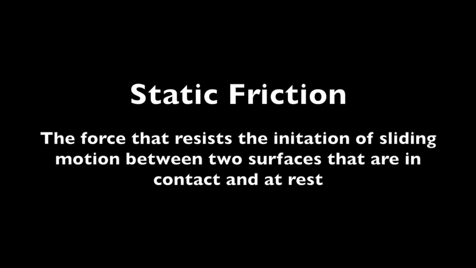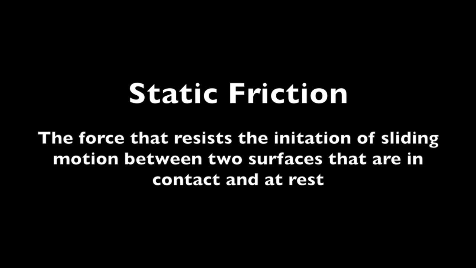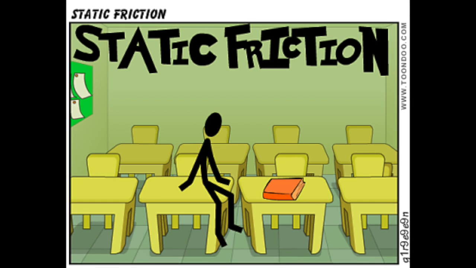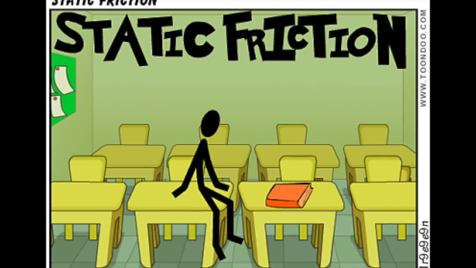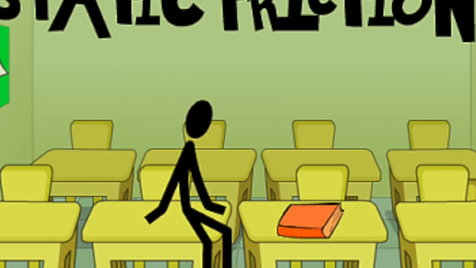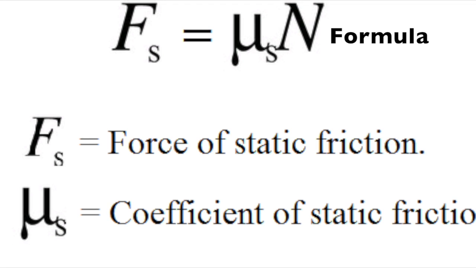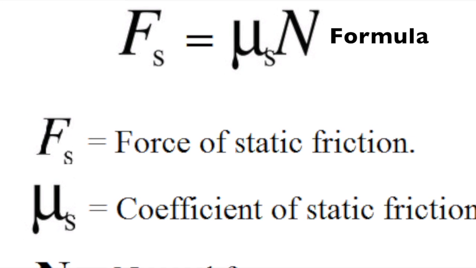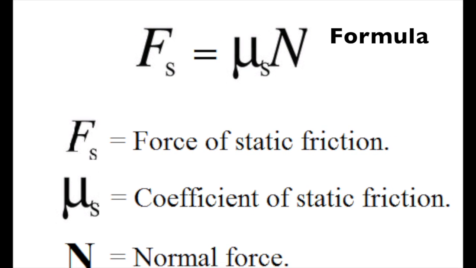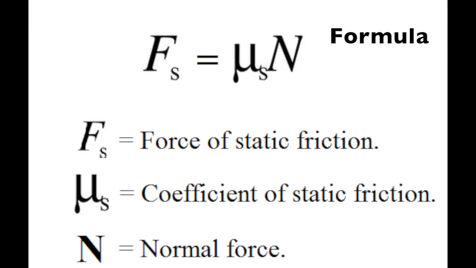Static friction is the force that resists the initiation of sliding motion between two surfaces that are in contact and at rest. The formula for static friction is static friction equals mu s, which is the coefficient of static friction, times the normal force.